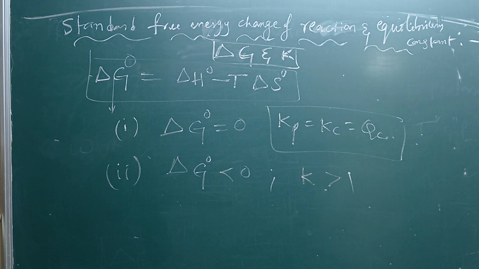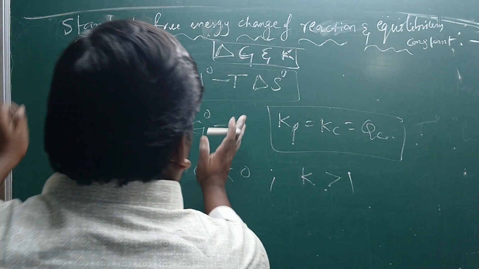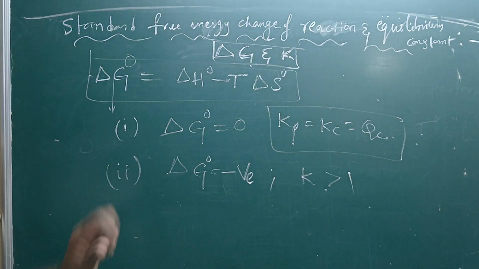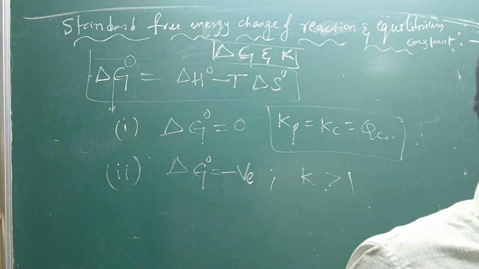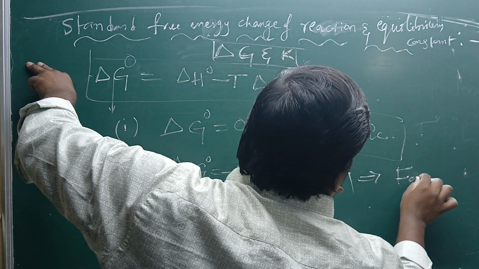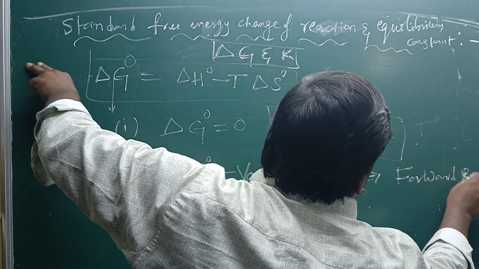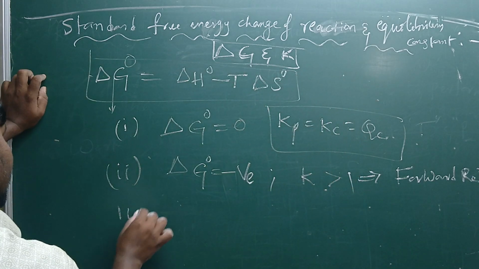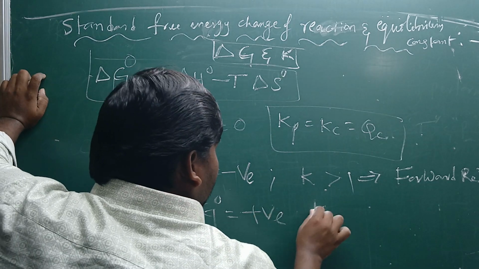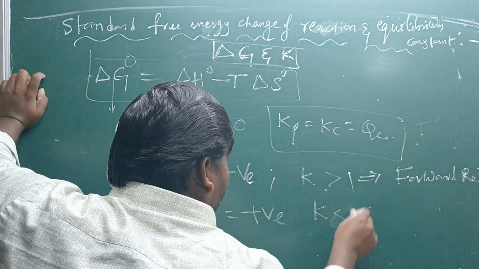Delta G naught less than 0 means negative values, and K is always greater than 1. Then the reaction takes place in the forward direction. Third, if delta G naught is a positive value, K is always less than 1.